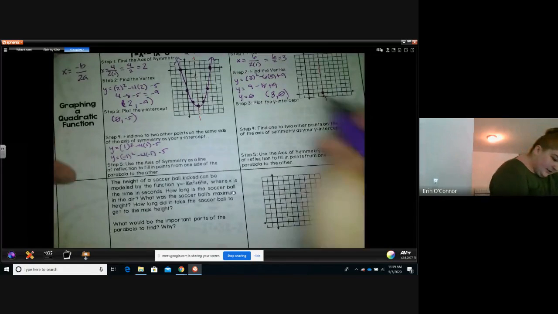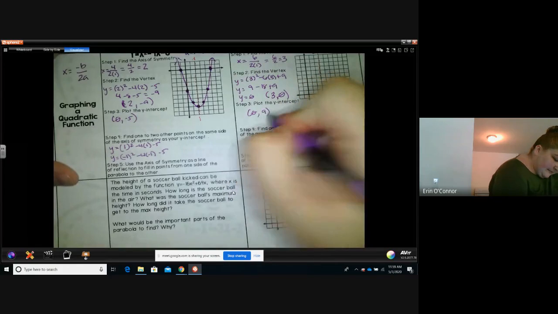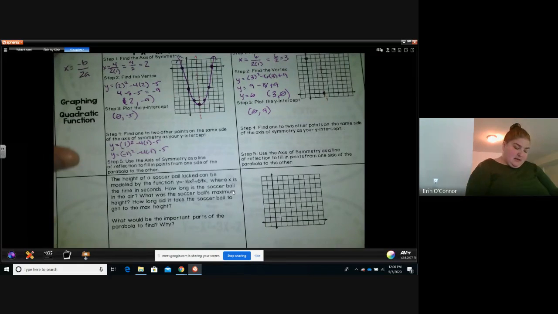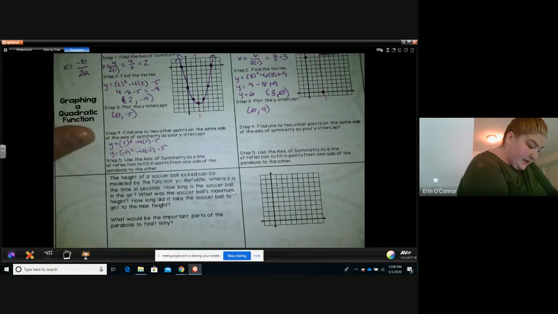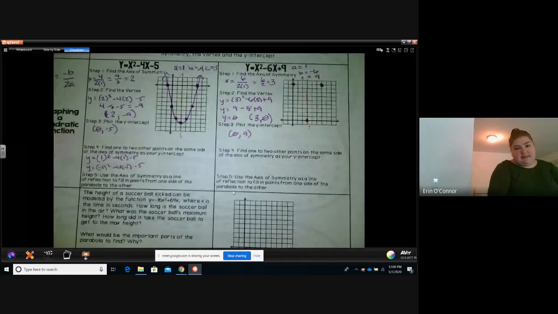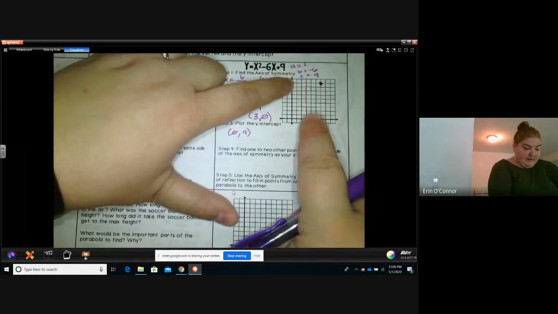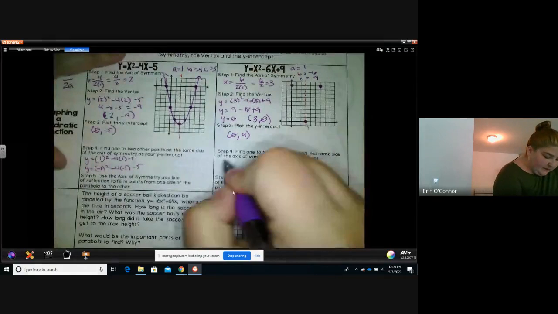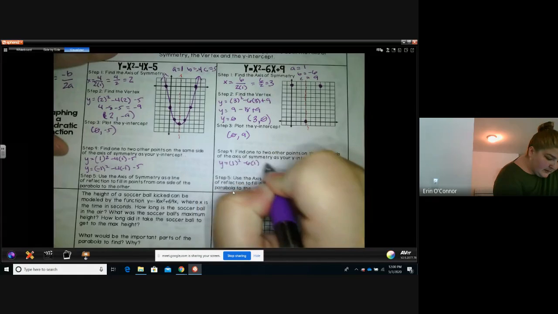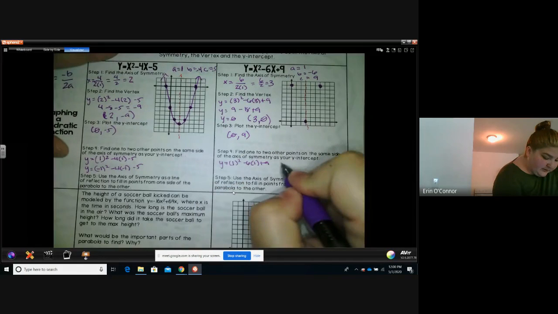And then the y-intercept is at (0, 9). Before I even do the other points, I know that there is another point right here because they're symmetrical about that axis of symmetry. Let's find some other points. I'm going to do the numbers between 0 and 3, so 1 and 2. So we're going to plug 1 in, and I'm going to plug 2 in.